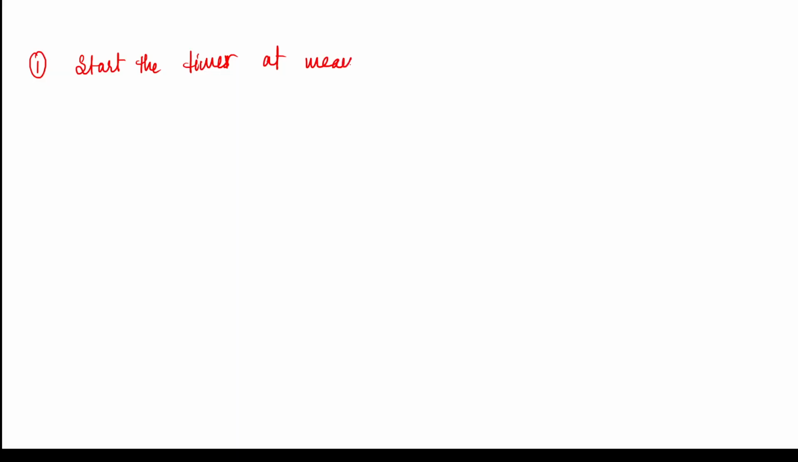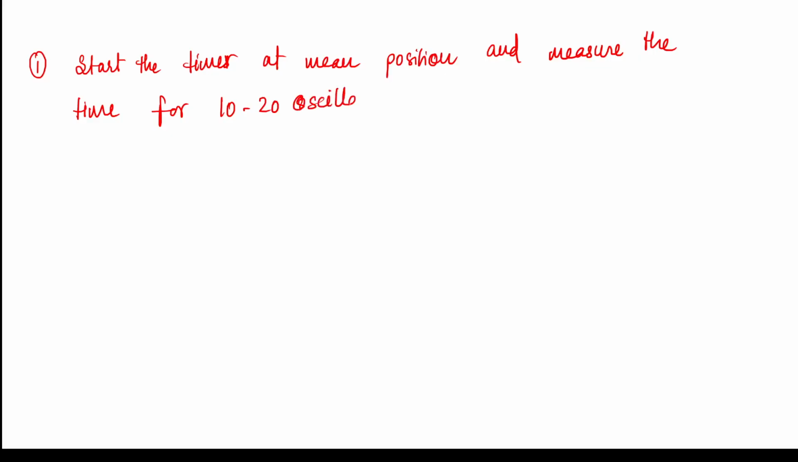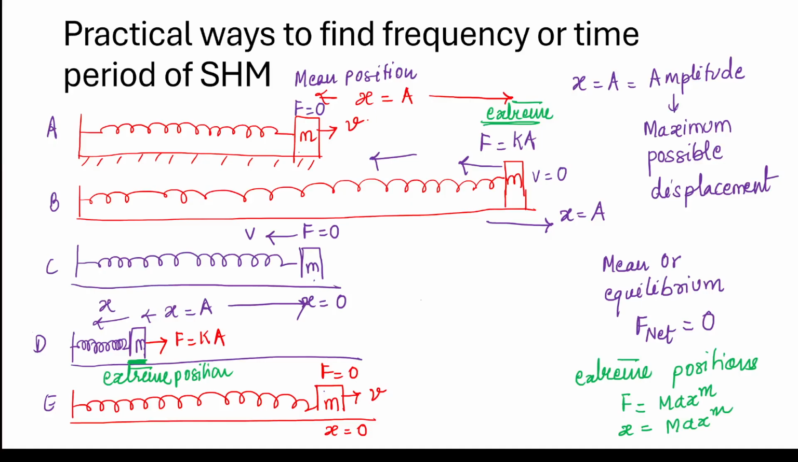and measure the time for, let's say, 10 or 20 oscillations. You can do this practical easily: time 10 or 20 oscillations, and then divide the total time to get your time period for one oscillation. This is just to reduce your human errors. But what you can do is put a marker here, which is called a fiducial marker. So you could just put a marker here, so whenever it passes the mean position, you would know.